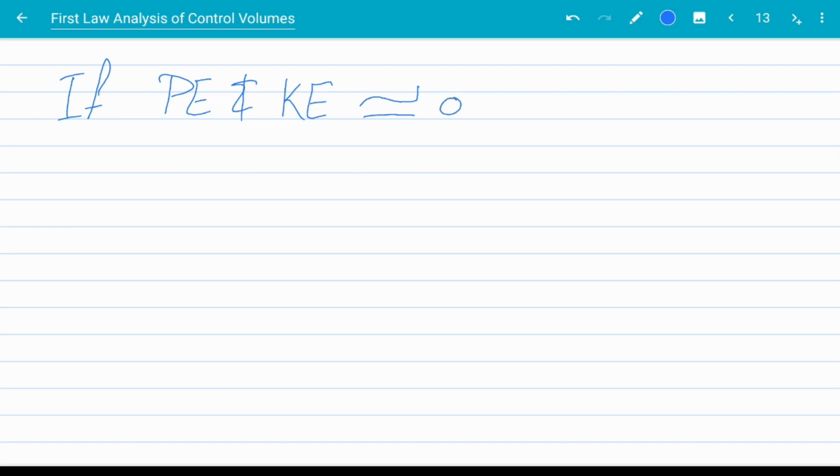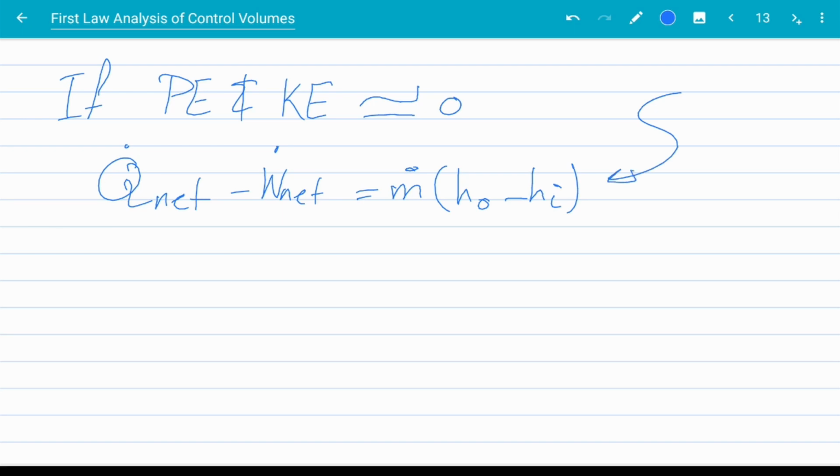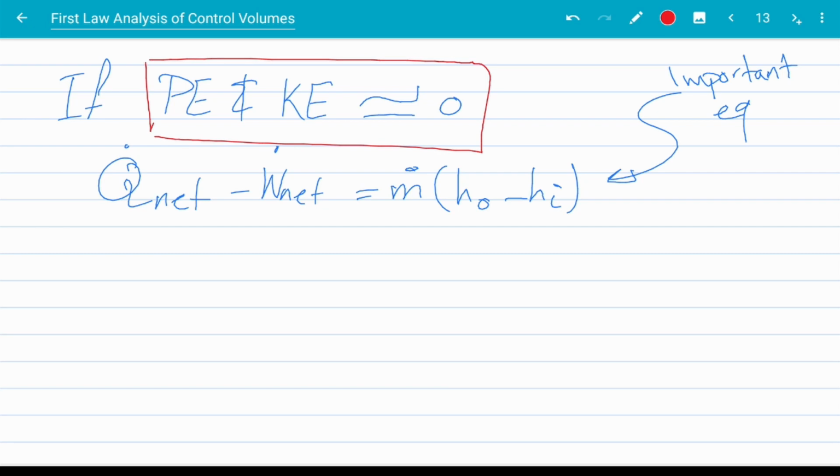then I get Q.net minus W.net is equal to mass flow times HO minus HI. Now, this is an important equation because in most problems that we deal with in thermodynamics, we can neglect both potential and kinetic energies.